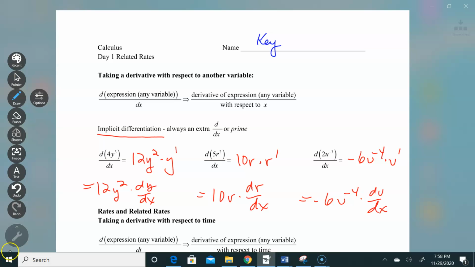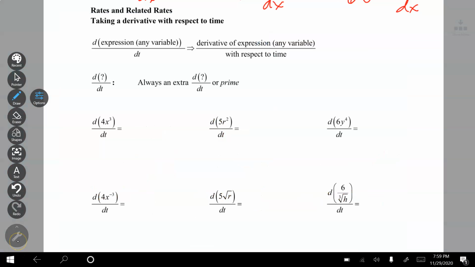So that's what we're working on. We're going to apply it to a different situation today. We're going to be looking at taking not the d/dx of something, but the d/dt, with respect to time. d/dx was with respect to the variable x. So when we deal with these word problems, they're called related rates because we're taking the derivative with respect to time. So we're doing a d/dt of something.